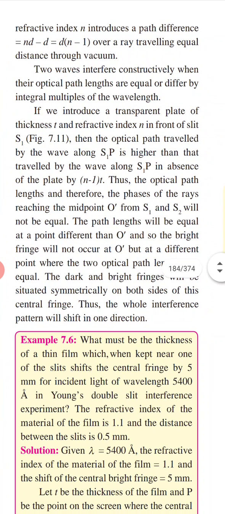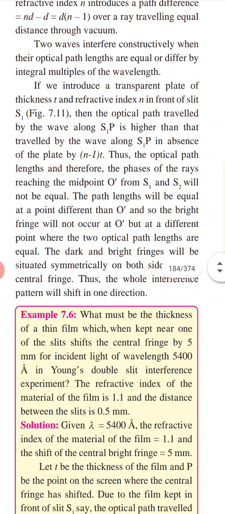So two waves interfere constructively when their optical path lengths are equal or differ by integral multiples of the wavelength. And if we introduce a transparent plate of thickness t and refractive index n in front of slit S1, then the optical path traveled by the wave along S1P is higher than that traveled by the wave along S1P in the absence of the plate by n minus 1 into t. Thus, the optical path lengths, and therefore the phases, of the rays reaching the midpoint O dash from S1 and S2 will not be equal.